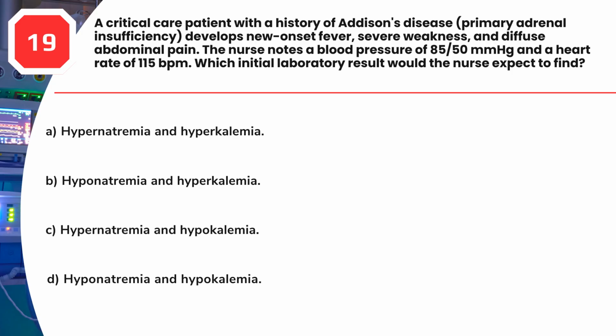Question 19. A critical care patient with a history of Addison's disease, primary adrenal insufficiency, develops new-onset fever, severe weakness, and diffuse abdominal pain. The nurse notes a blood pressure of 85/50 mmHg and a heart rate of 115 bpm. Which initial laboratory result would the nurse expect to find? A. Hypernatremia and hyperkalemia. B. Hyponatremia and hyperkalemia. C. Hypernatremia and hypokalemia. D. Hyponatremia and hypokalemia.